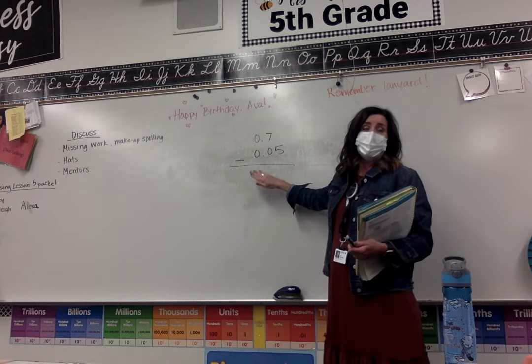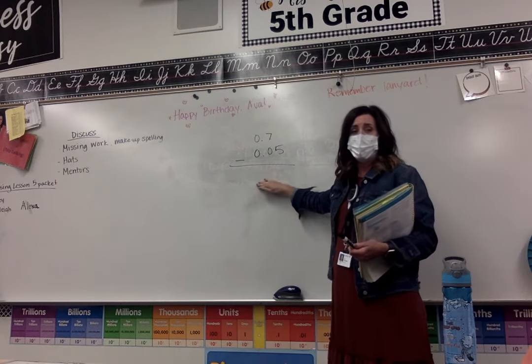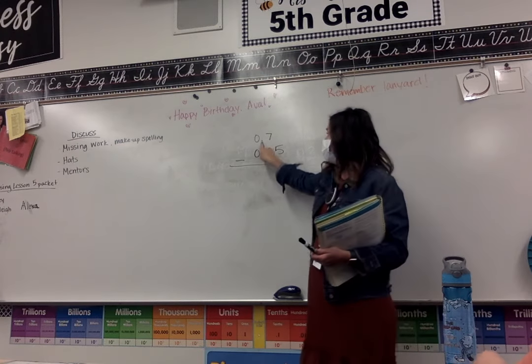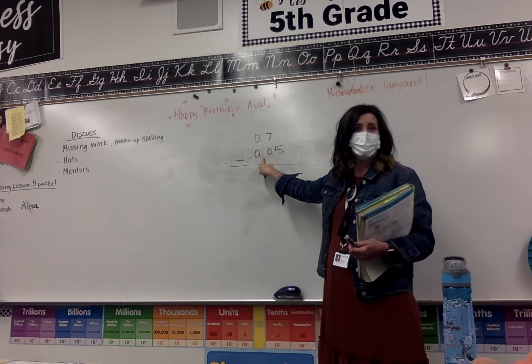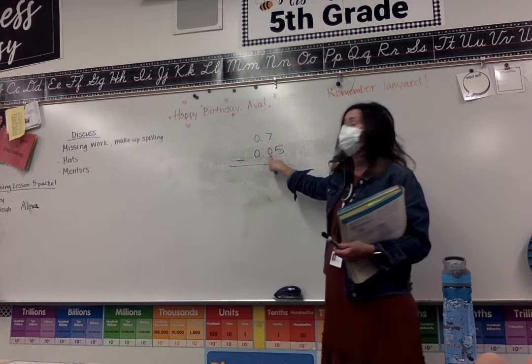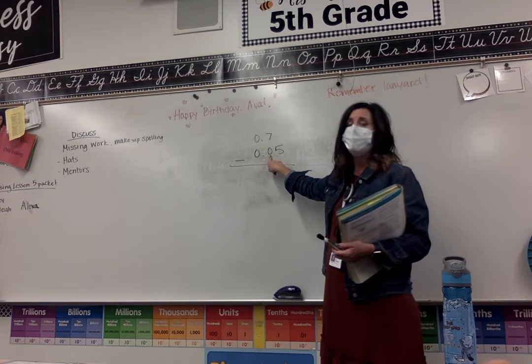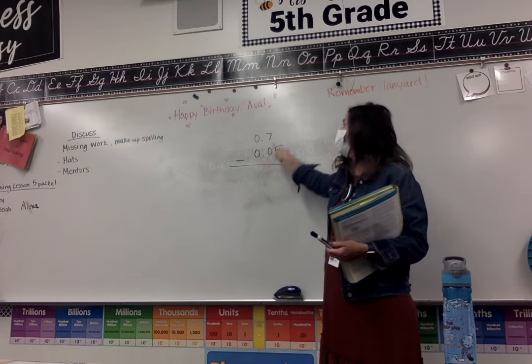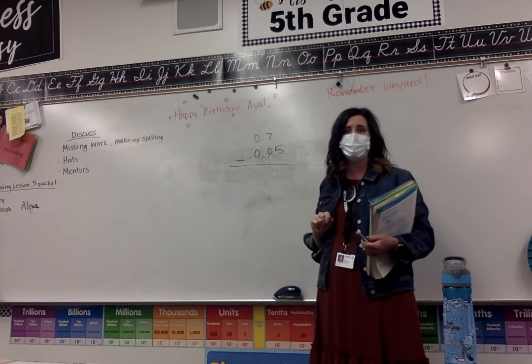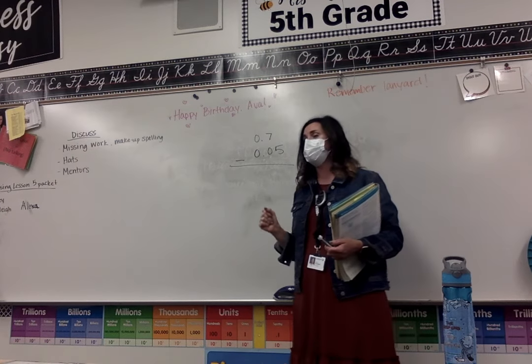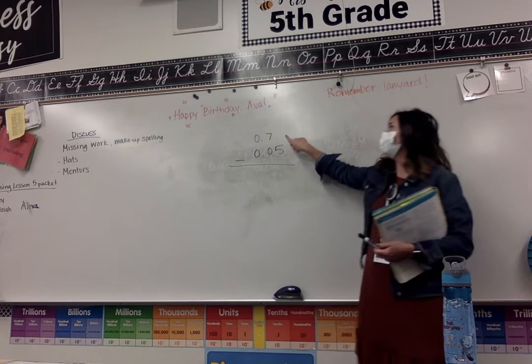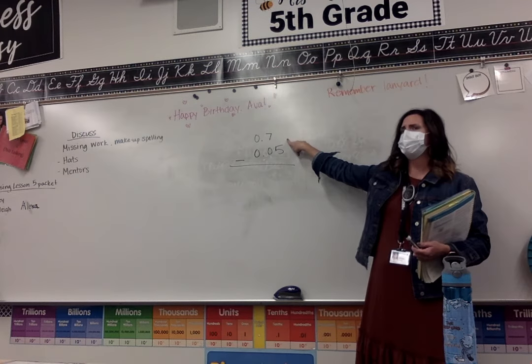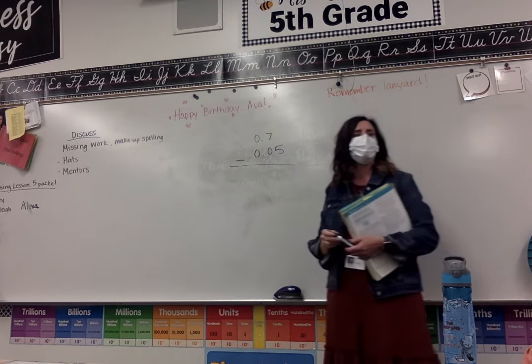When we do our addition and subtraction, we line them up so that our decimals are right on top of each other. Our tenths place is right on top of each other. Our hundredths place is right on top of each other. If we line them up, we'll be just fine. Now, the other thing is, what do we put in a blank spot? A zero.